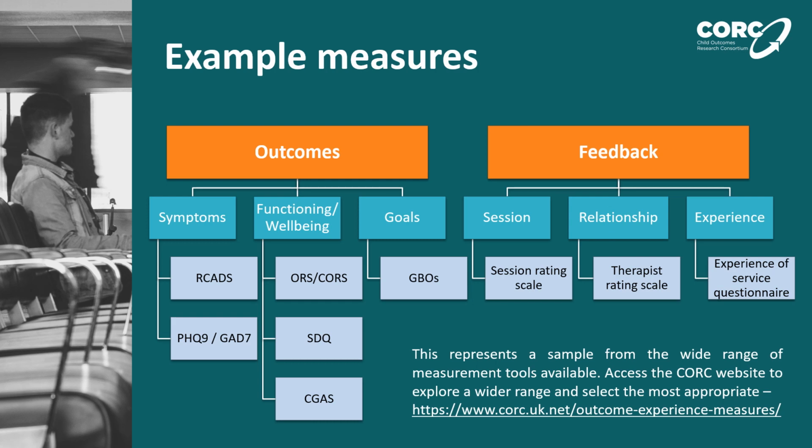If you're wanting to look at functioning or well-being, measures such as the Outcome Rating Scale or the Child Outcomes Rating Scale, the Strengths and Difficulties Questionnaire, or the Children's Global Assessment Scale, which is actually a practitioner report, could be used. And if you're wanting to set goals, using something simple like the goal-based outcome tool would be really useful.